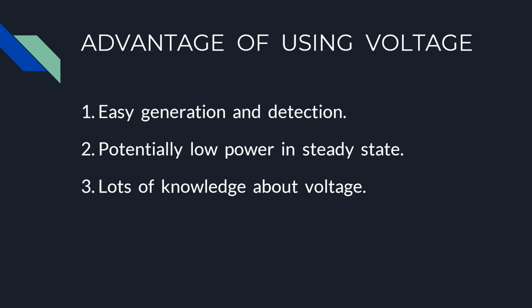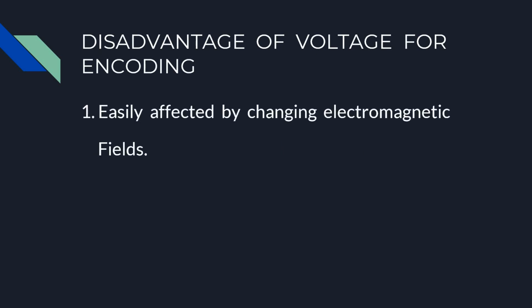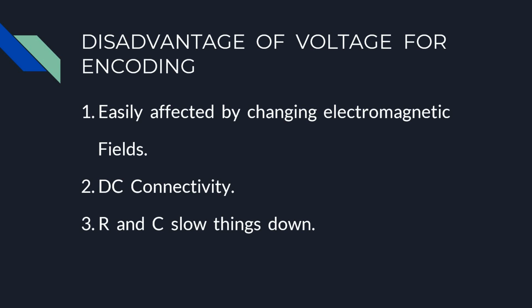Now let's look into the disadvantages of voltage for encoding. It is easily affected by changing electromagnetic fields in the surrounding environment, and RC time constants slow things down. If you want to transmit voltage encoded information, we need to connect it to a wire, and changing the voltage on a wire takes some time because the flow of charged particles is defined by the resistance and capacitance of the wire. In modern integrated circuits, these RC time constants are small but not zero.